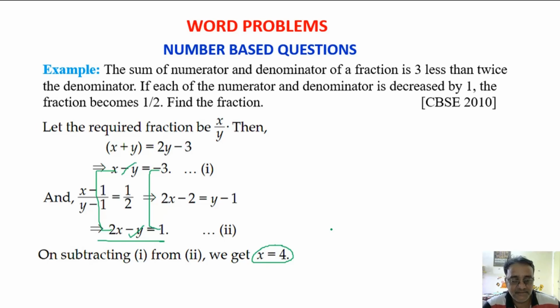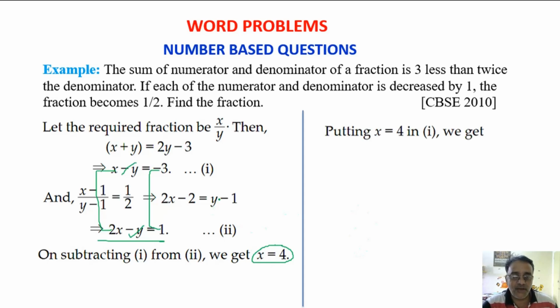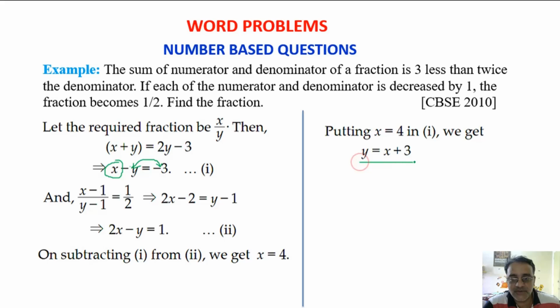Any doubt here? No, sir. Okay. Now we'll substitute x is equals to 4 in any one equation. We'll substitute in first equation, that is x minus y is equals to minus 3. So here we will substitute 4. 4 minus y is equals to minus 3. Okay, before that, let us write this in an easier way. Interchange these two. See, minus 3 will come here so it becomes plus 3, and minus y, if you shift to this side, it will become plus y. So you'll get y is equals to x plus 3.